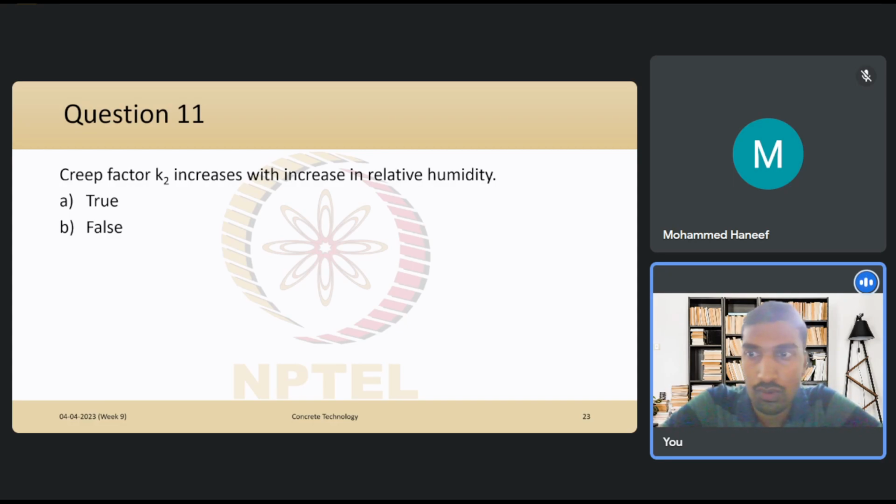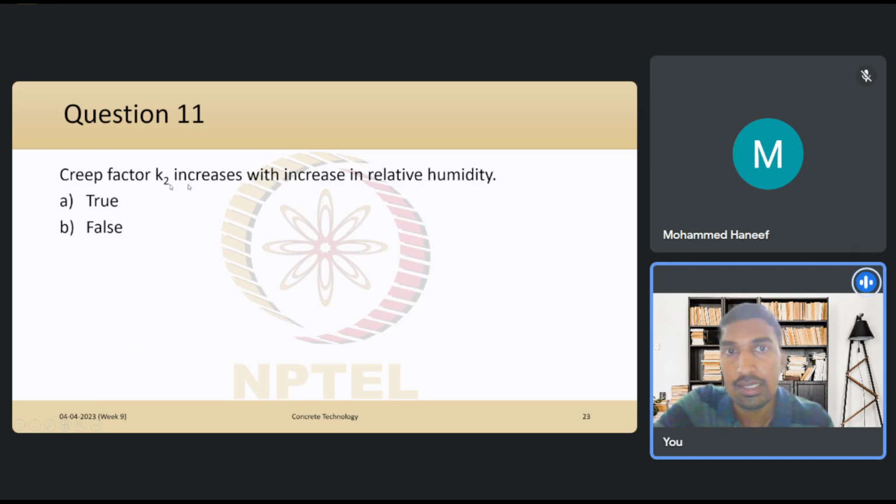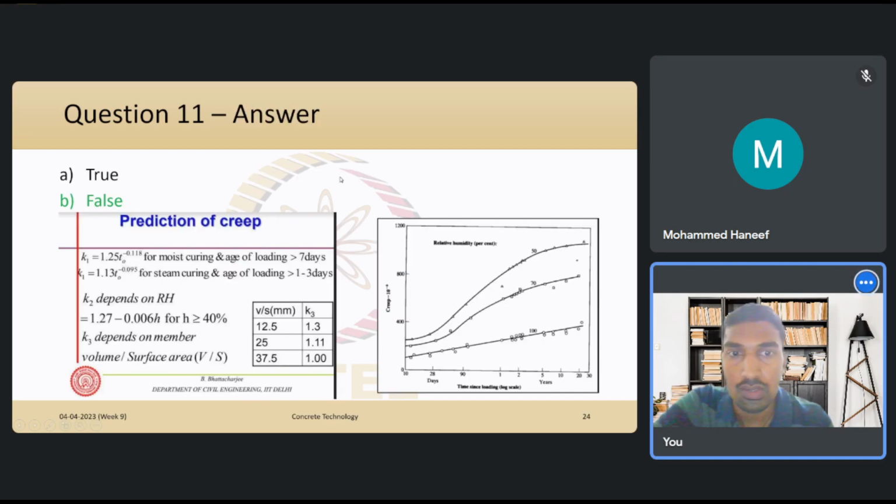Okay, we have one more for option A. So the right option is actually B, that this statement is false. K2 will actually decrease when relative humidity increases. So we already saw what is the effect of relative humidity.